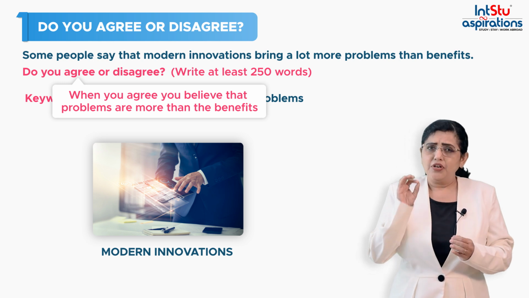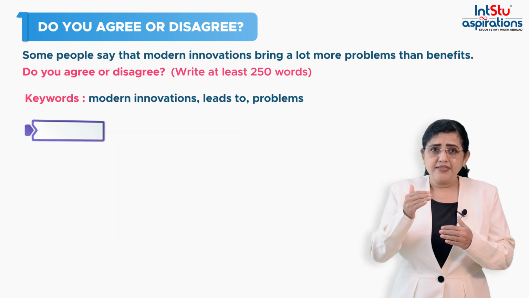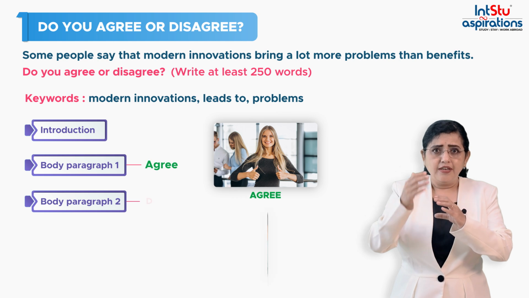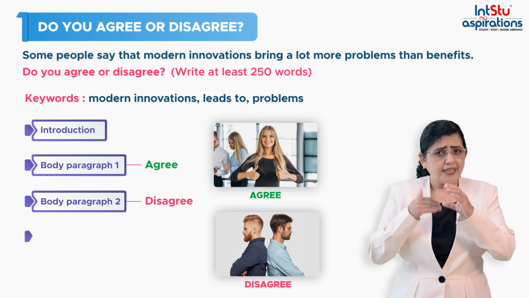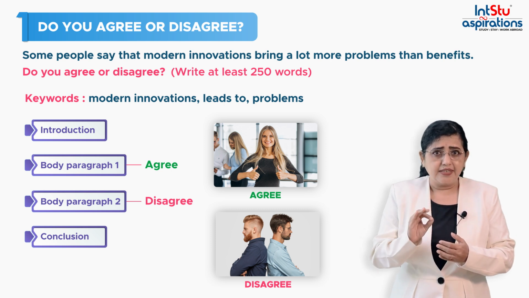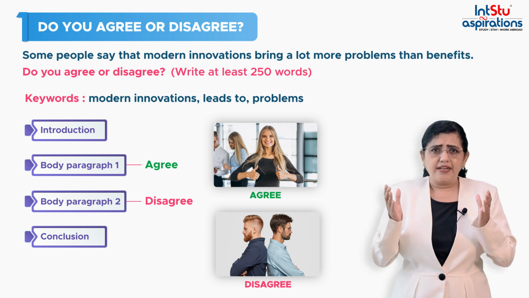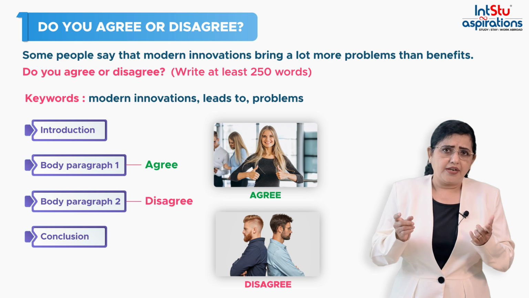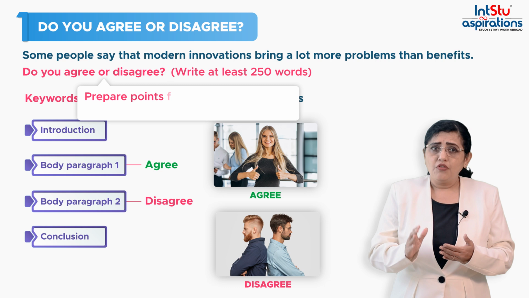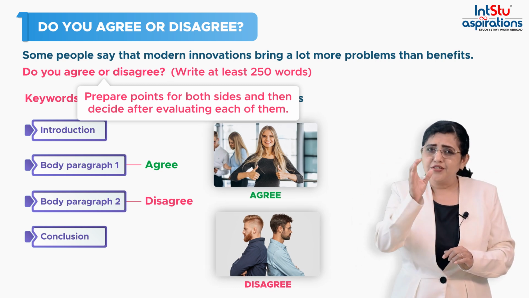Now that we have understood the topic, let us recall the format of an essay. It begins with an introduction, followed by the body part with one paragraph for the agree side and another for the disagree side. In the end, you conclude by summarizing the essay and explicitly stating your side. Sometimes we spontaneously decide whether we agree with the topic or we contradict. But at other times, we should prepare points for both sides and then decide after evaluating each of them.